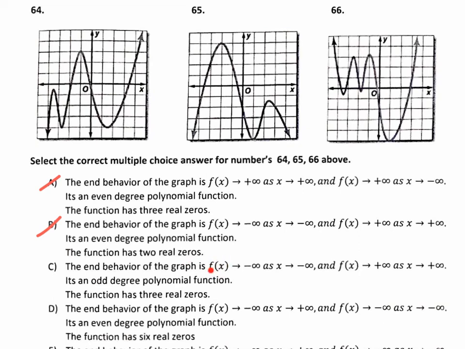The y values go where? The y values go down as you look at it to the left. Do the y values go down as you look at it to the left? Yes, it goes down as you look at it to the left. Do the y values go up as you look at it to the right? Does it go up as you look at it to the right? Yes, it does. So we have a winner right there, ladies and gentlemen. C belongs to number 64.